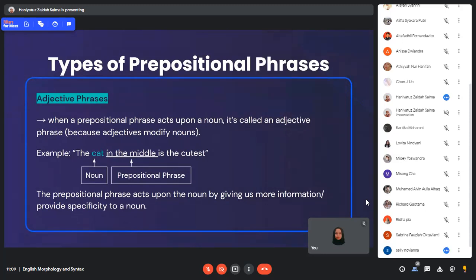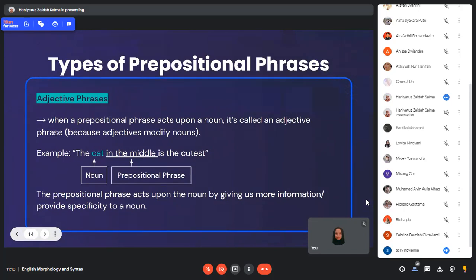So next is types of prepositional phrases. The first is adjective phrases. When a prepositional phrase acts upon a noun, it's called an adjective phrase because adjectives modify nouns. Example, the cat in the middle is the cutest. Cat is a noun. In the middle is a prepositional phrase. The prepositional phrase acts upon the noun by giving us more information or provides specificity to a noun. So adjective phrases berfungsi buat menerangkan kata noun.